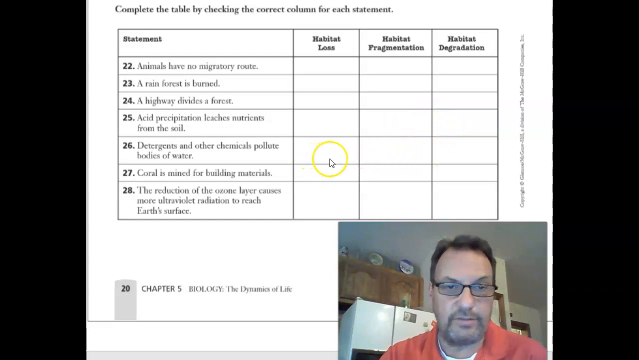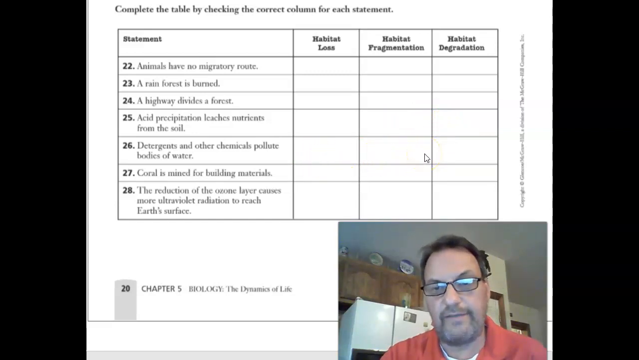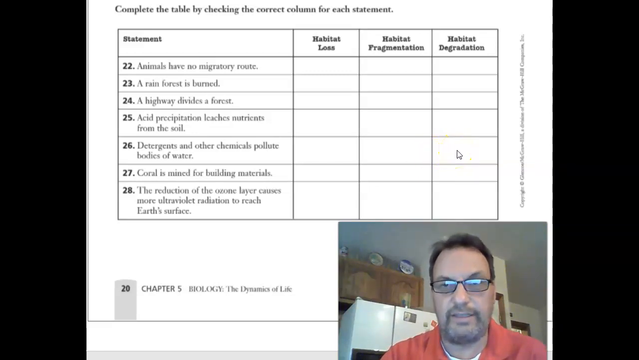Detergents and other chemicals pollute bodies of water. This is obviously hurting the habitat. It's not destroying it totally. It's not sectioning it off. It is degrading it. So that's habitat degradation.